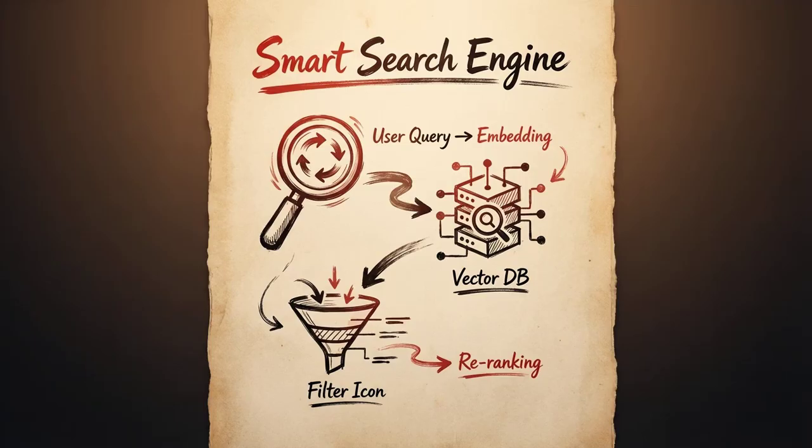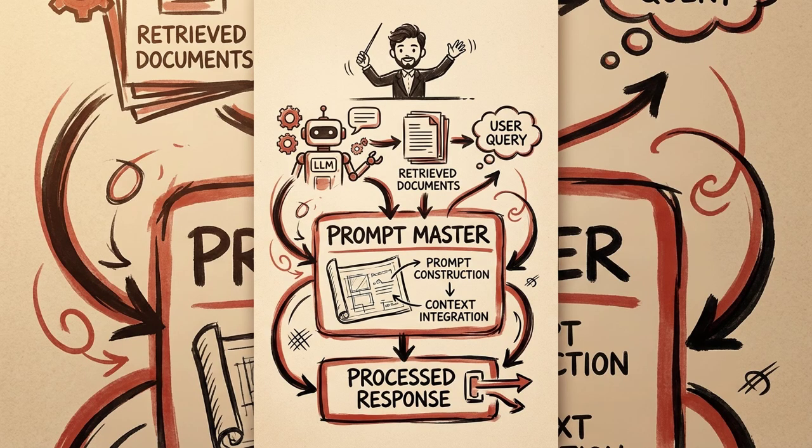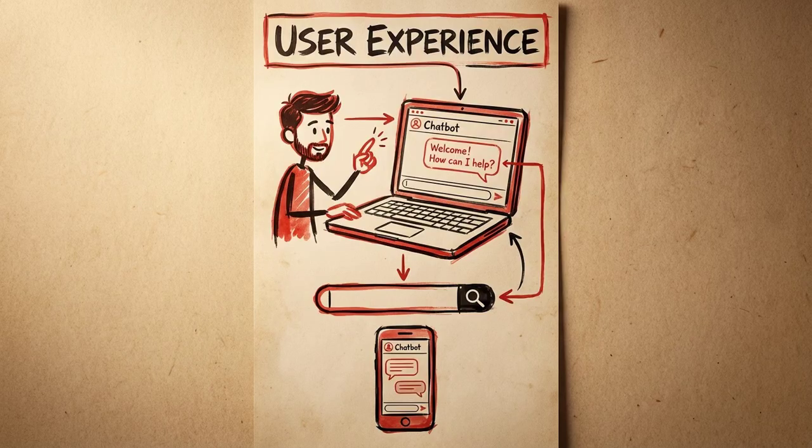This is where the magic happens. It receives the user query, converts it to an embedding, searches the vector DB, and potentially re-ranks the results. This component takes the user query and the retrieved context, constructs the final prompt for the LLM, and then processes the LLM's generated response. Finally, the user interface. This could be a chatbot, a search bar, or any application where the user interacts with the RAG system.